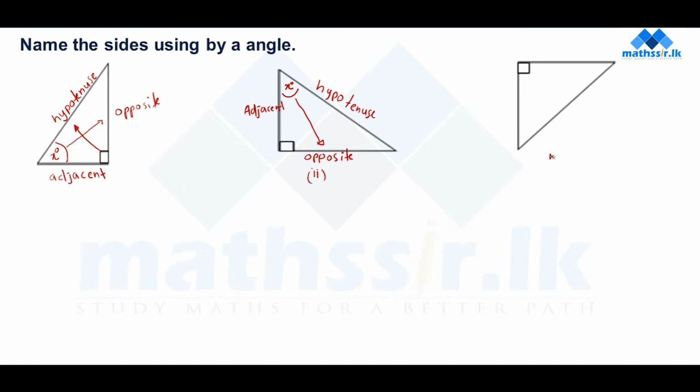Look at the third right angle triangle. Considering this angle y, this is the hypotenuse. What's the name of this side? Opposite. Opposite side. The other one is adjacent. Students, now you clearly know how to name the three sides of a right angle triangle considering the angle.